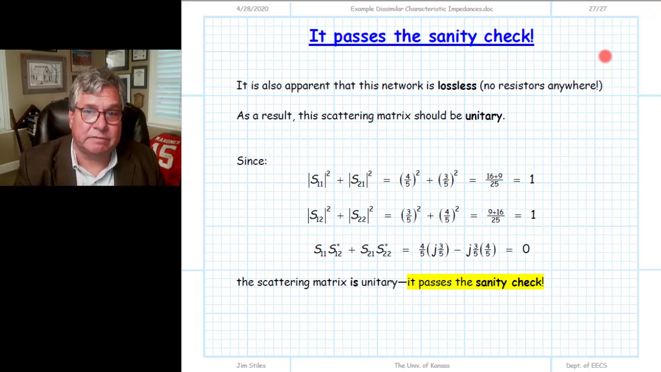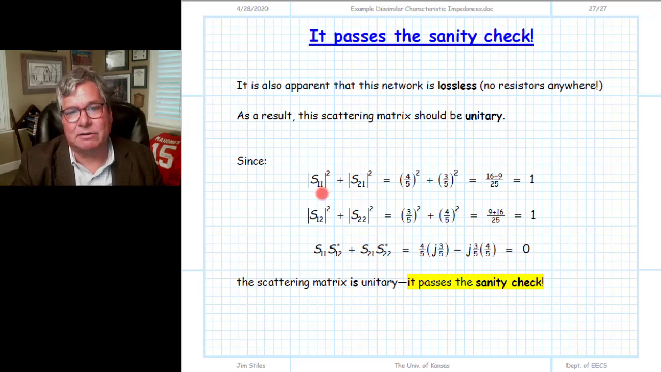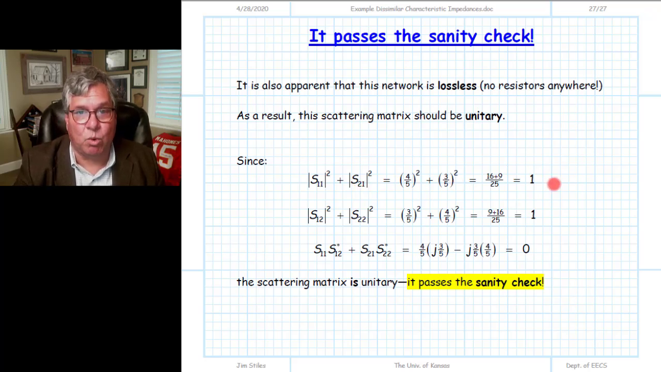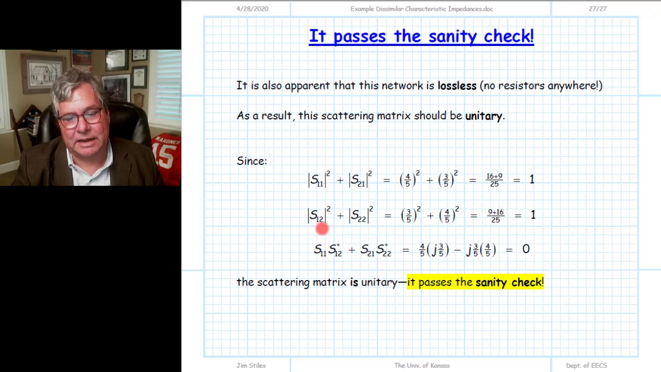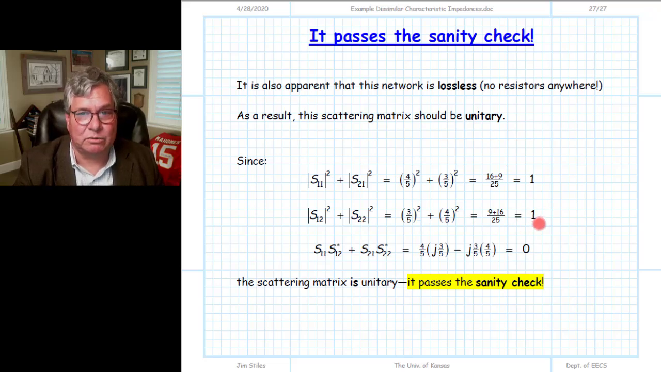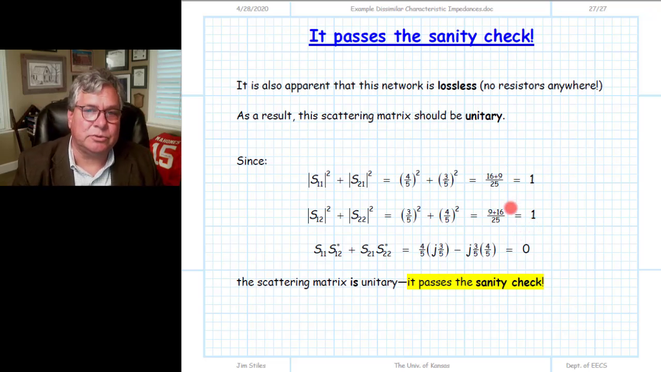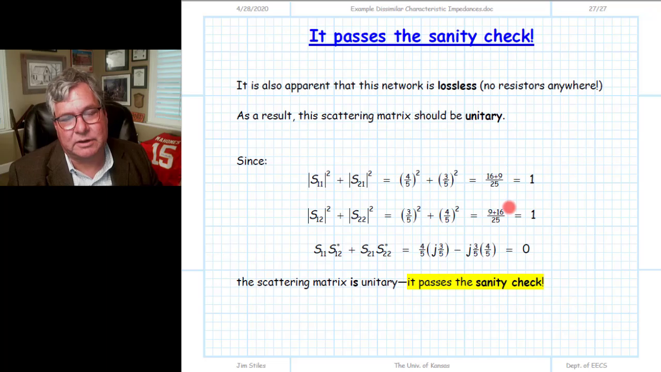So let's go through and see if that's the case. If we look at the magnitude of the first column, we simply take the magnitude squared of S11 plus the magnitude squared of S21, and we add them both together and we get 1. So this is a normal vector for column 1, as it should be. For the second column, S12 magnitude squared plus S22 magnitude squared, it turns out to be likewise a value of 1. So far, so good. The last step is often the hardest for students to do, and that is to determine whether the column vectors are orthogonal to each other.